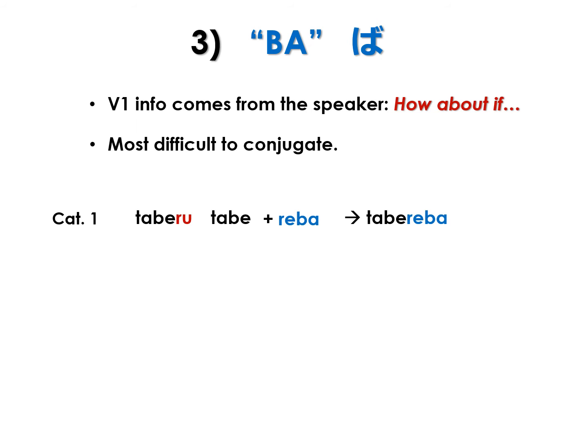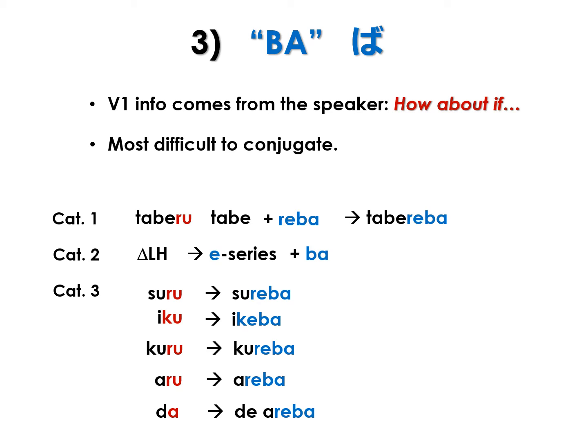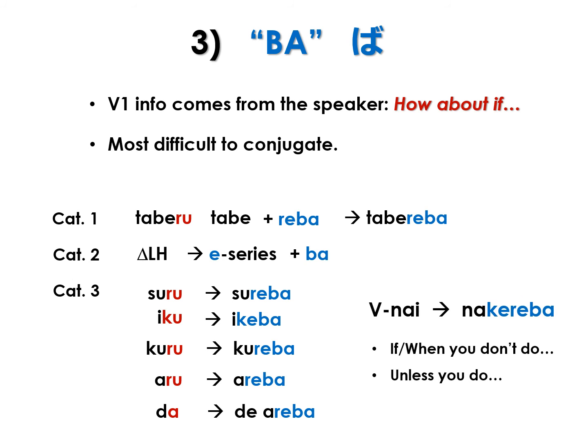For ru-dropping verbs, drop the ru ending of the dictionary form and add reba. For category 2 verbs, the last hiragana changes to the e series and you add ba. And for the irregular verbs, we have sureba, ikeba, kureba, areba, and deareba. And to form the negative, the nai of the nai form becomes nakereba.